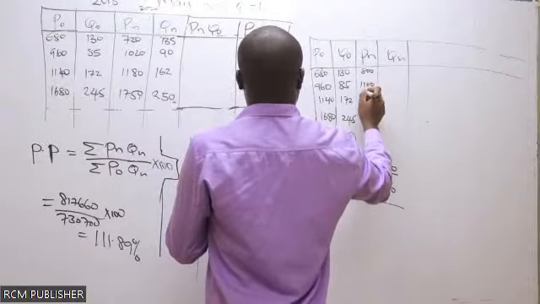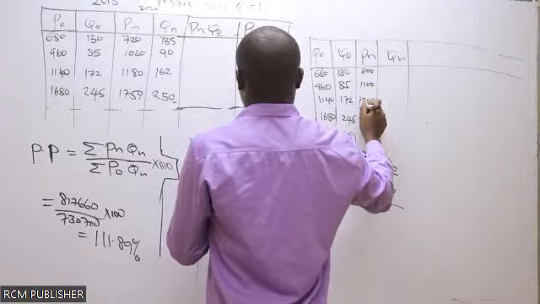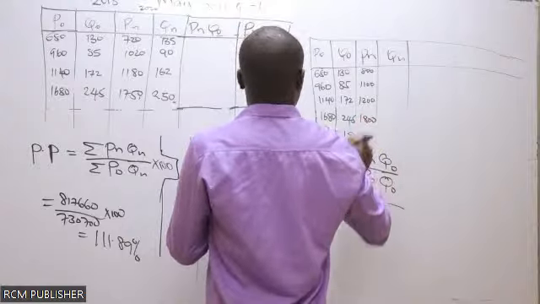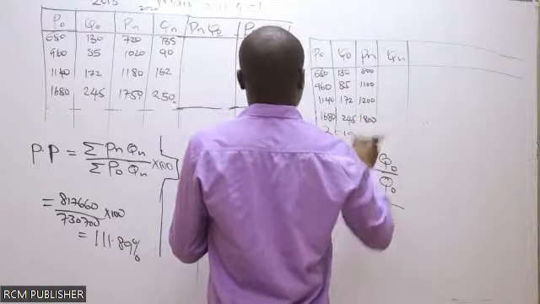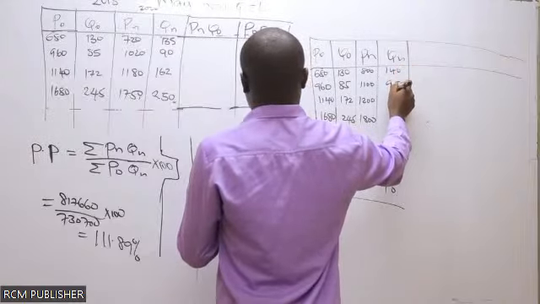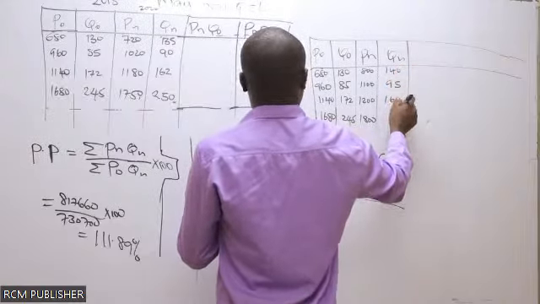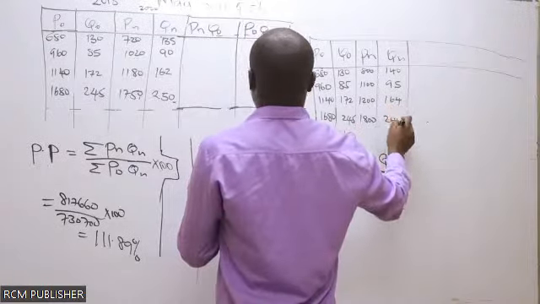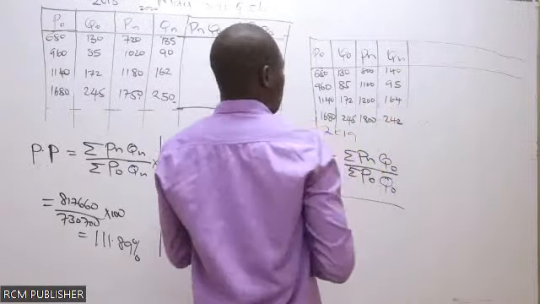PN is now 2020: 800, 1100, 1200, 1800. Then QN is now 140, 95, 164, and 42. That is what you need to have there.